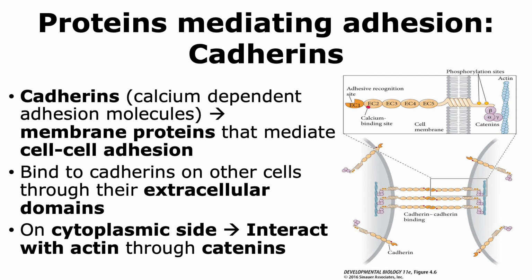On the cytoplasmic end, the cadherins can interact with actin through proteins called catenins. In the figure, when we look at the upper part, we can see that at the cytoplasmic side, the cadherins are bound to these proteins called catenins, and the catenins associate with actin. Thereby, cadherins are able to interact with the actin cytoskeleton inside the cell with the help of the catenin molecules.